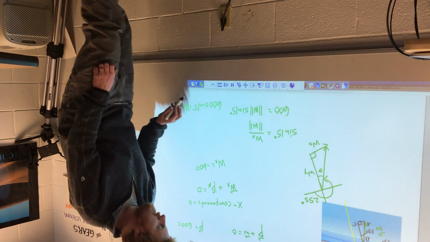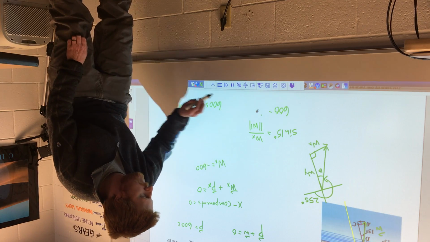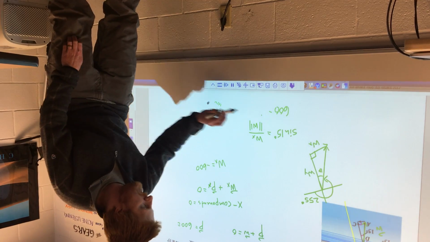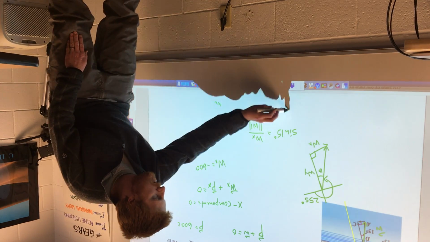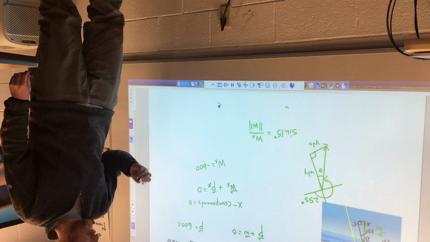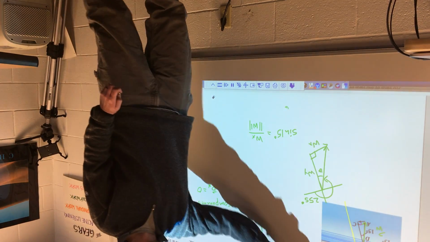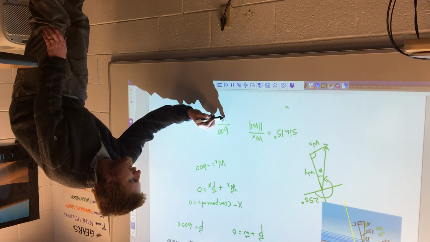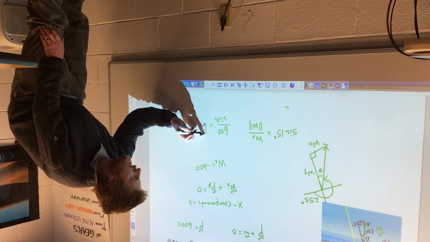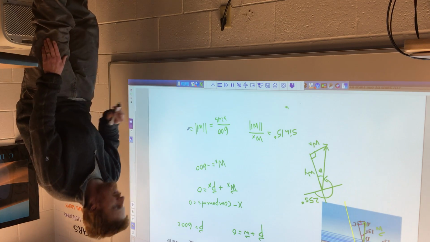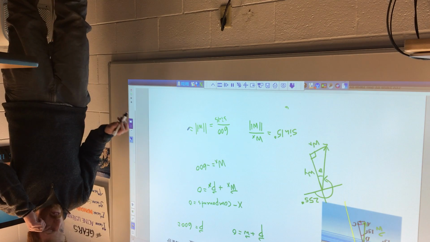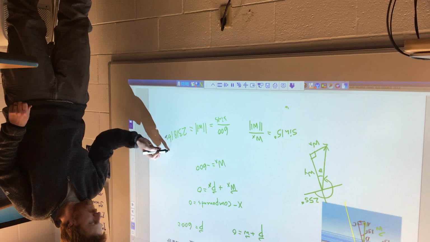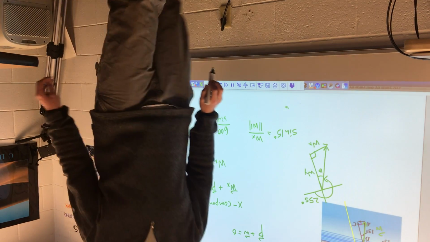600 divided by sine 15. I was confused, it shouldn't be less. I just did the algebra wrong. So 600 divided by sine 15 equals the weight, and that equals something fairly big, 2,318. Which is reasonable for a trailer and a boat.